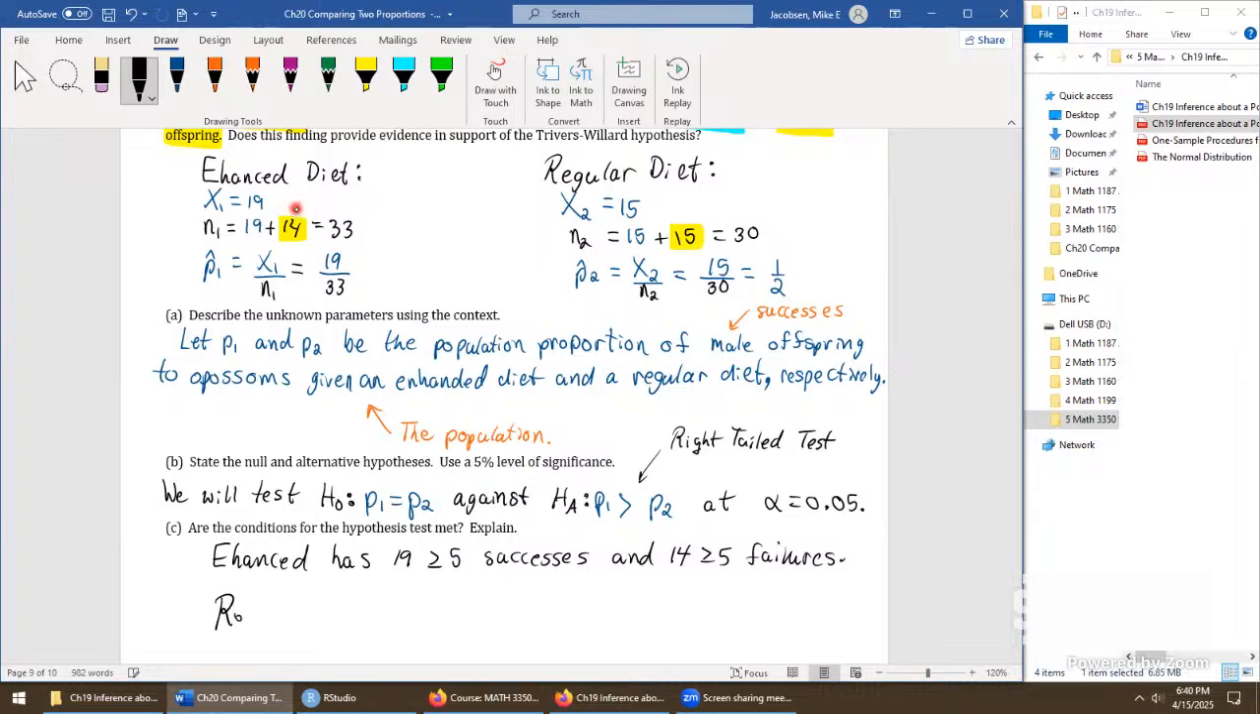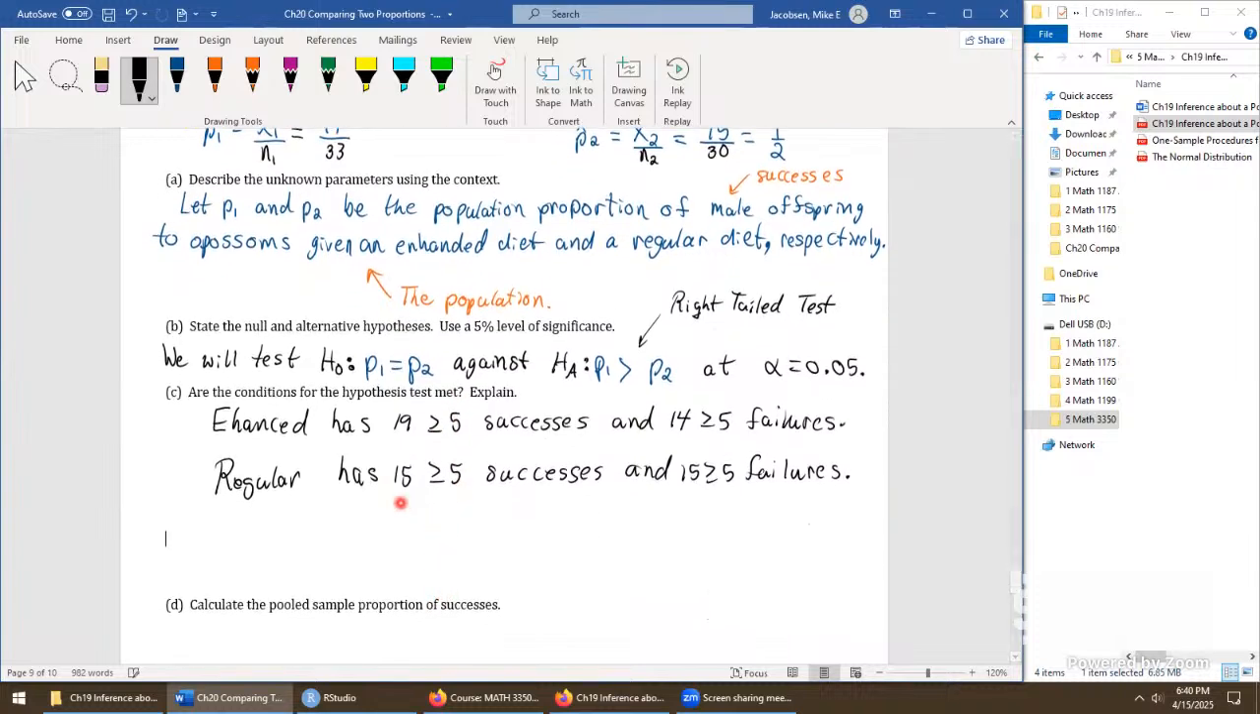And it'll say regular has from over here 15 successes, which exceeds the benchmark. It's greater than or equal to 5. And 15, which is greater or equal to 5 as well for the failures. So that's all we need to show. This means our sample sizes are large enough. We meet the conditions.